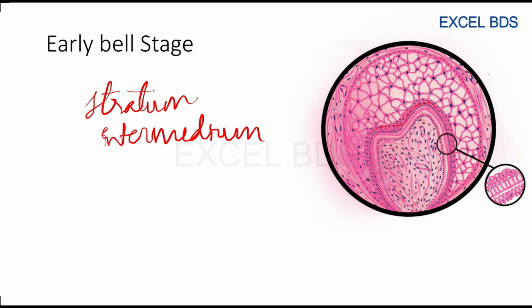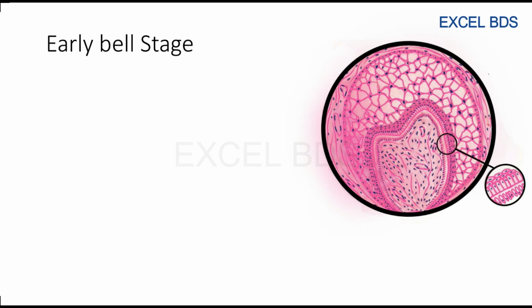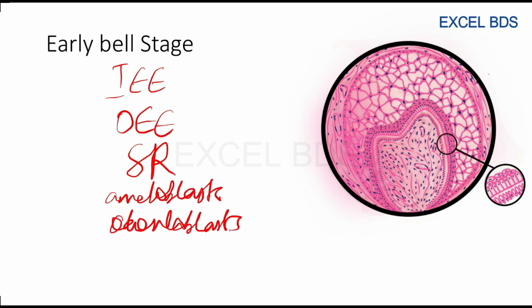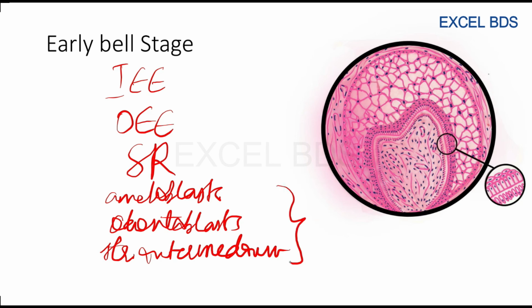Okay, that was about the early Bell stage. So what are the different cells here? There is inner enamel epithelium still. There is also outer enamel epithelium. Stellate reticulum is also still there. And then what are the new cells that are added here? Ameloblasts are forming, and because of induction from that, odontoblasts are also forming. And what else is there? Stratum intermedium cells, right? These are the additions in the early Bell stage. Okay, that was about the early Bell stage.